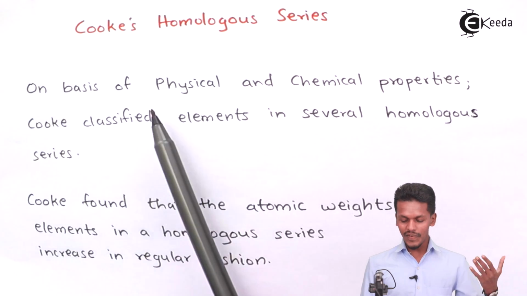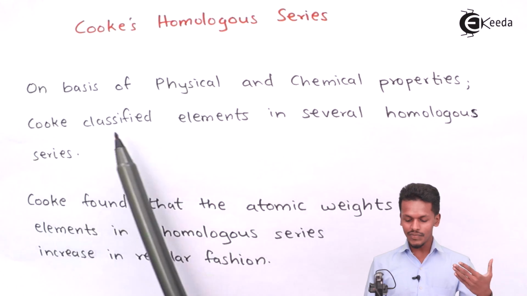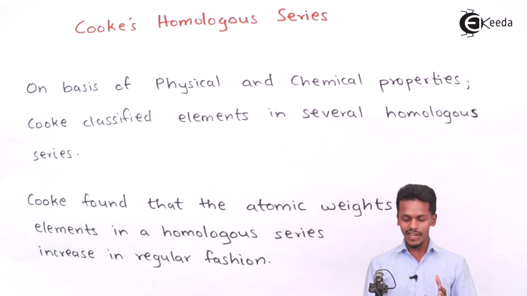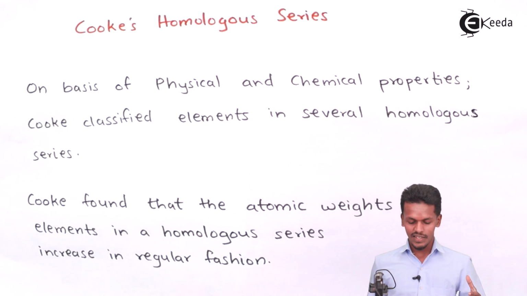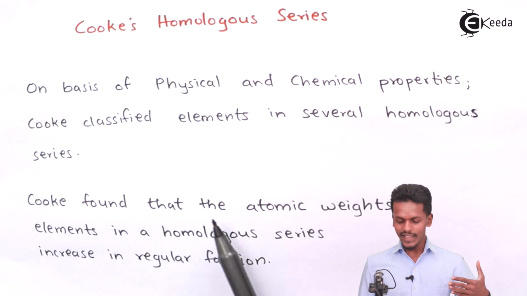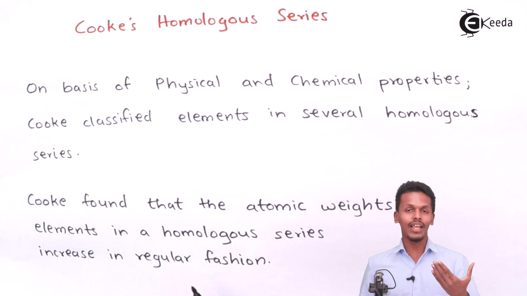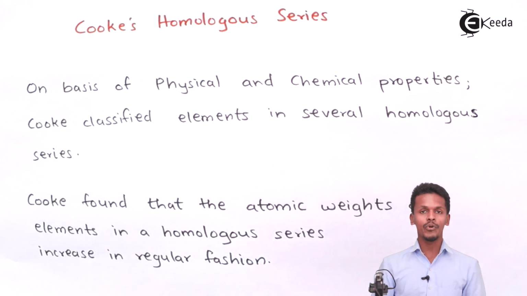On the basis of physical and chemical properties, Cooke classified elements in several homologous series. So what is a homologous series? Let me talk about that also. Cooke also found that the atomic weight of the elements in a homologous series increases in a regular fashion.